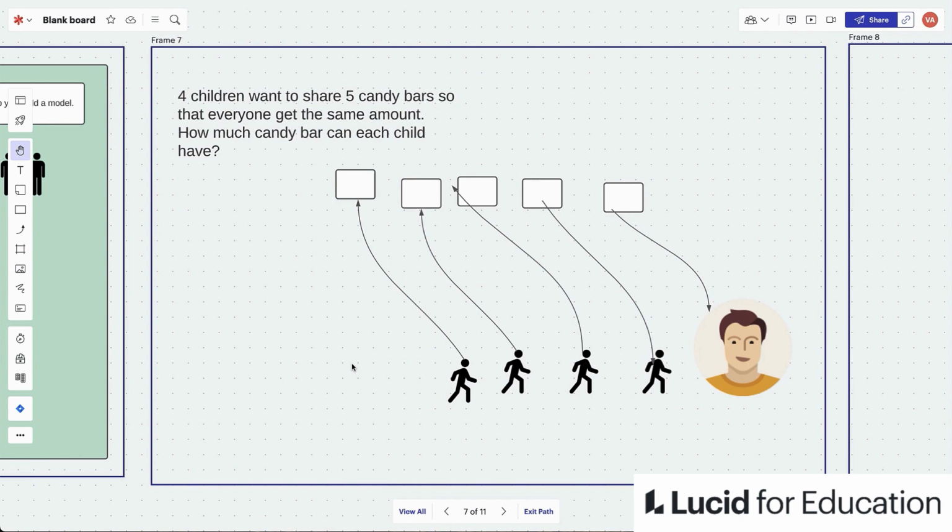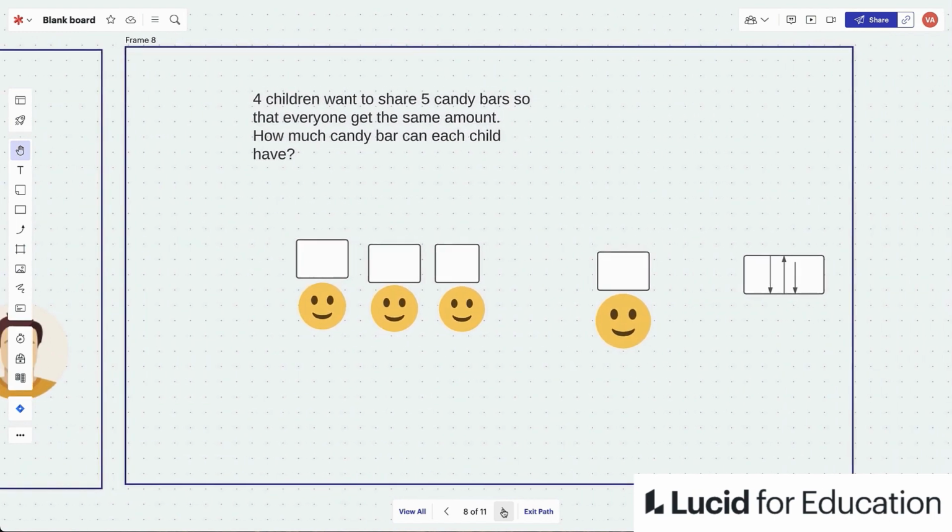So I had conversations with this student and said, okay, what if there aren't any other friends around and we really have to try to find a way to divide up this bar so that all four friends can have some? And that did end up leading to a model that looked like this, where each friend got a candy bar and then this bar is divided up.